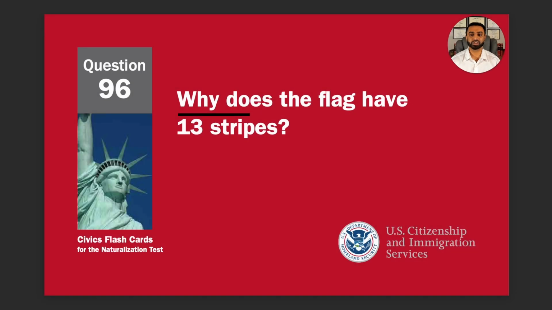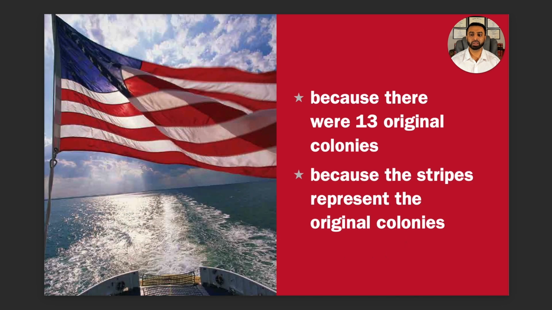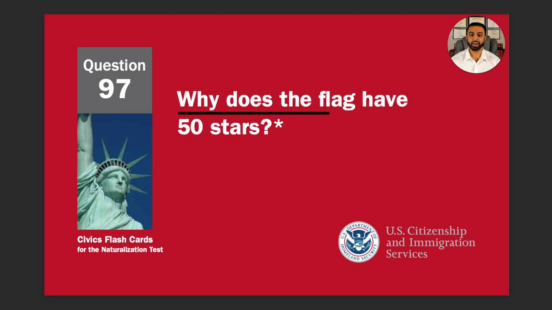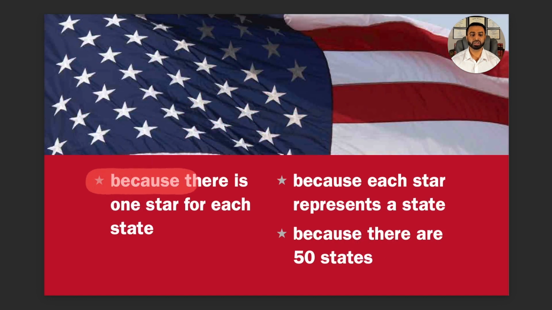Why does the flag have 13 stripes? Because there were 13 original colonies, or because the stripes represent the original colonies. Either answer will work. Why does the flag have 50 stars? Because there is one star for each state.